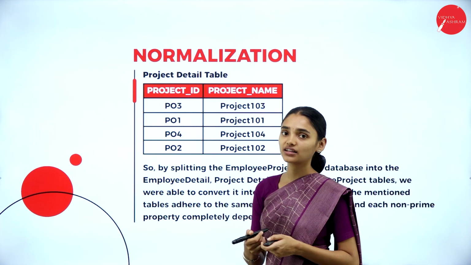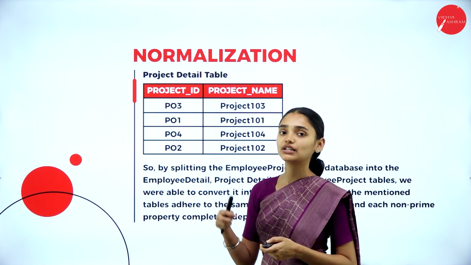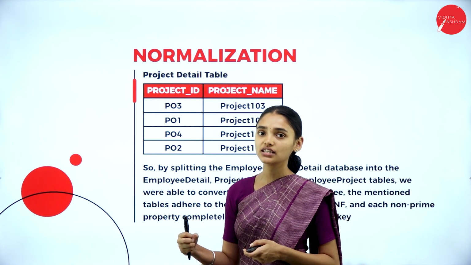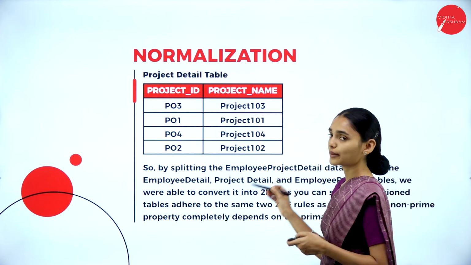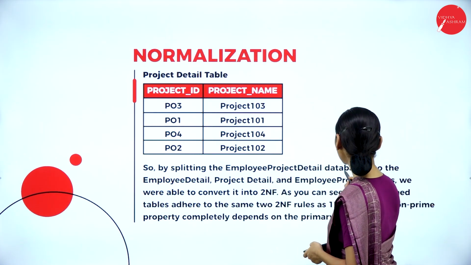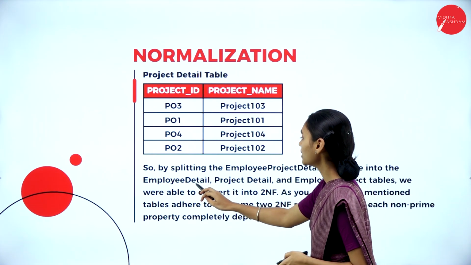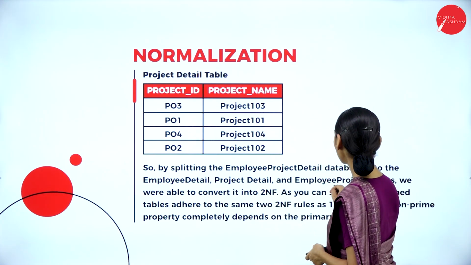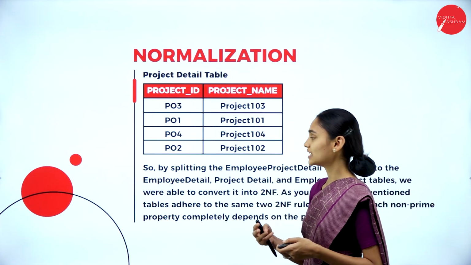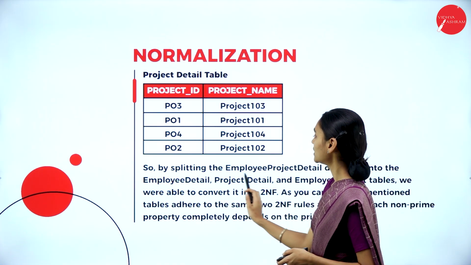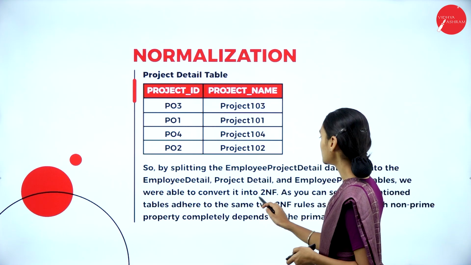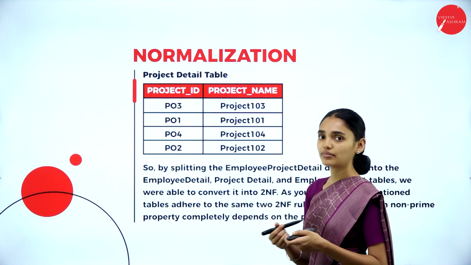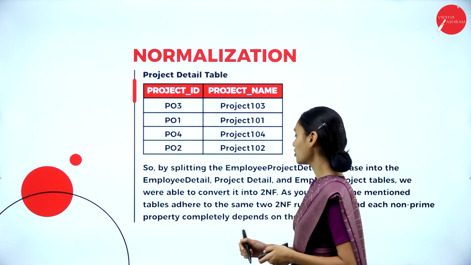Now if you want to say that it should be in the second normal form, it removes all the partial dependency from the table. So splitting the table into three tables: one is employee project detail database into the employee details, project details and employee project tables. So one is employee detail, project detail and employee project table, and we are able to convert into 2NF. Now the table is in the form of second normal form.